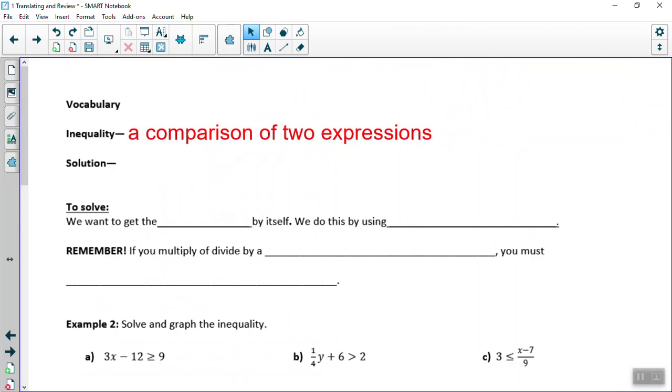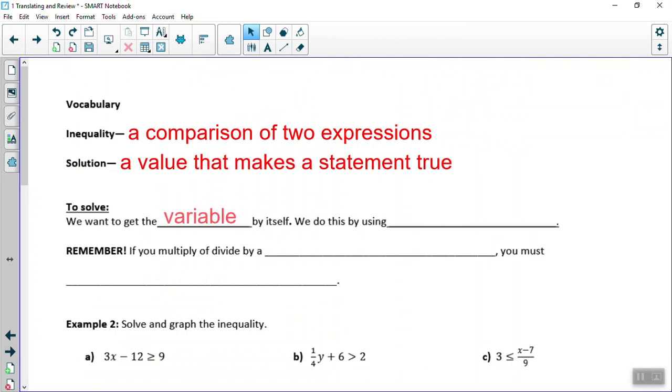So some vocabulary words: inequality is a comparison of two expressions. Solution is a value that makes a statement true. All right, so to solve, we want to get the variable by itself. We want to isolate that variable. We do this by using inverse operations. So no different than solving a regular equation.